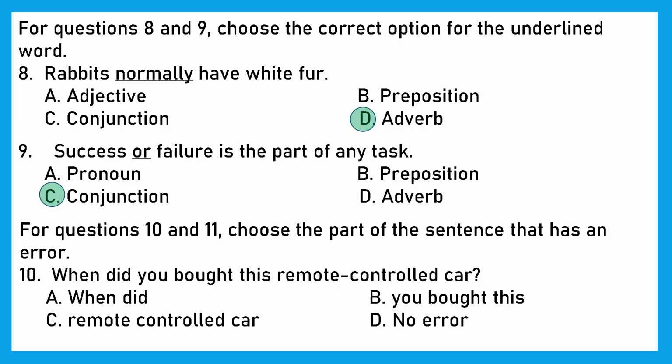For questions 10 and 11, choose the part of the sentence that has an error. When did you bought this remote control car? Now this is a wrong sentence. Instead, it should be: when did you buy this remote control car? Because we already used the past tense verb, which is did, the other verb will be in its simple form. So the wrong portion over here is option B, you bought this, whereas it should be you buy this.